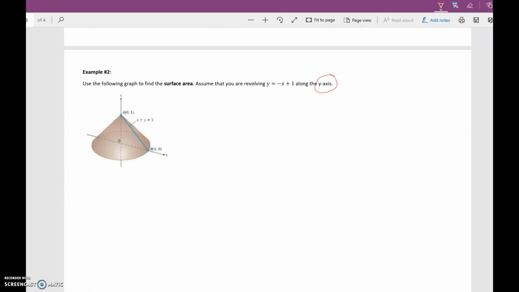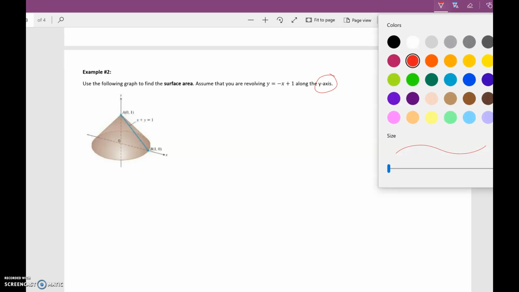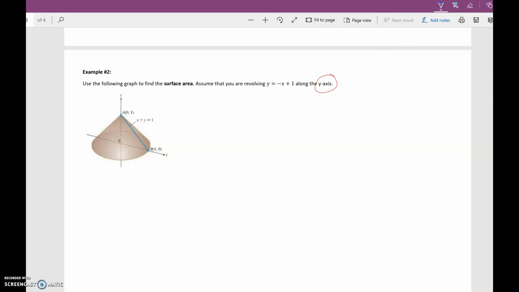So let me just actually write the formula and then we'll punch in the values. In this case, the surface area, or S, is equal to the integral. Since it's the y-axis, it's going in this direction, so it's going to be from 0 to 1 of 2 pi, and in this case it's going to be your x value. So this one is going to say x of y times the square root of 1 plus x prime of y squared dy. So that's going to be your formula.